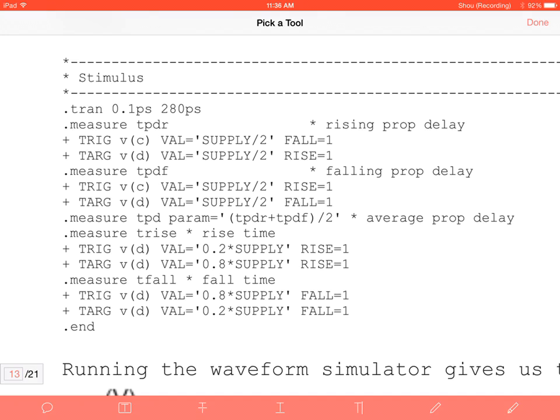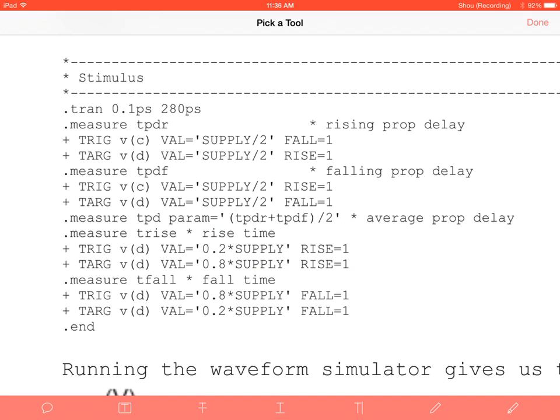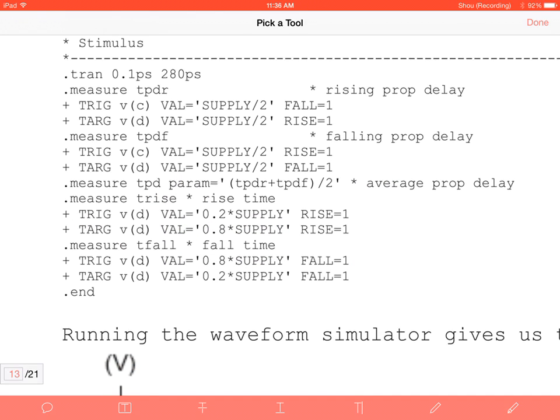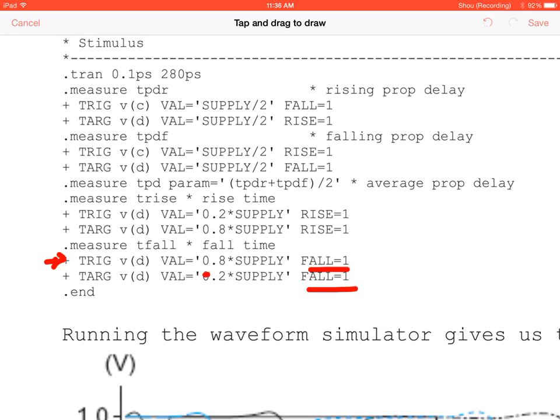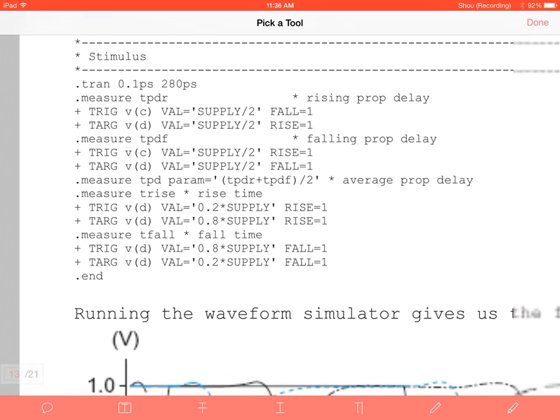And now we can measure rise and fall time, as I kind of alluded to on how to actually do this. For rise time, both of them are on the output. Your trigger value is equal to 0.2 times supply on rise, and the target V of D value is 0.8 times supply on rise. You use the single quotes here. And then for the fall, you trigger on fall from 0.8 to 0.2. And these are V of D because that's the output node of that particular inverter.